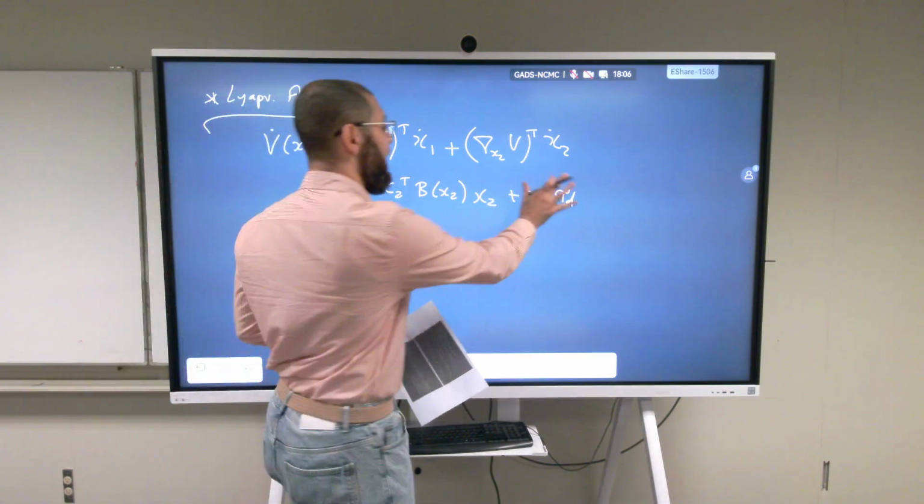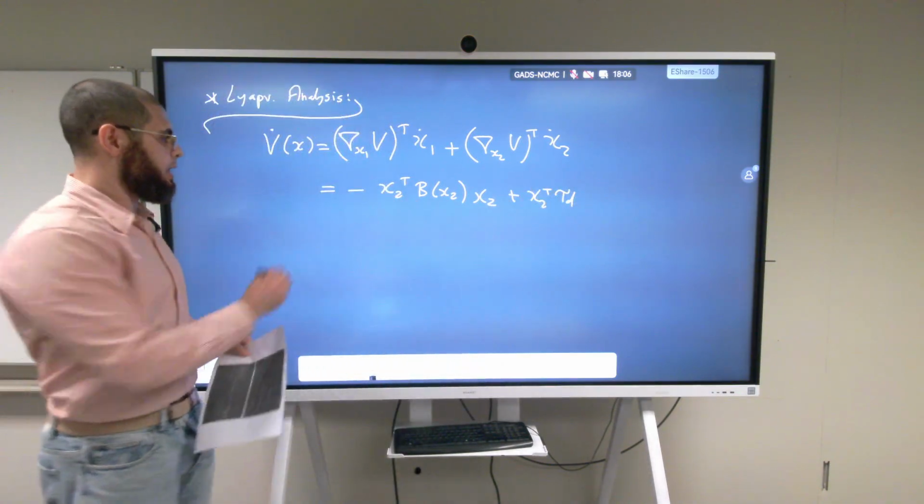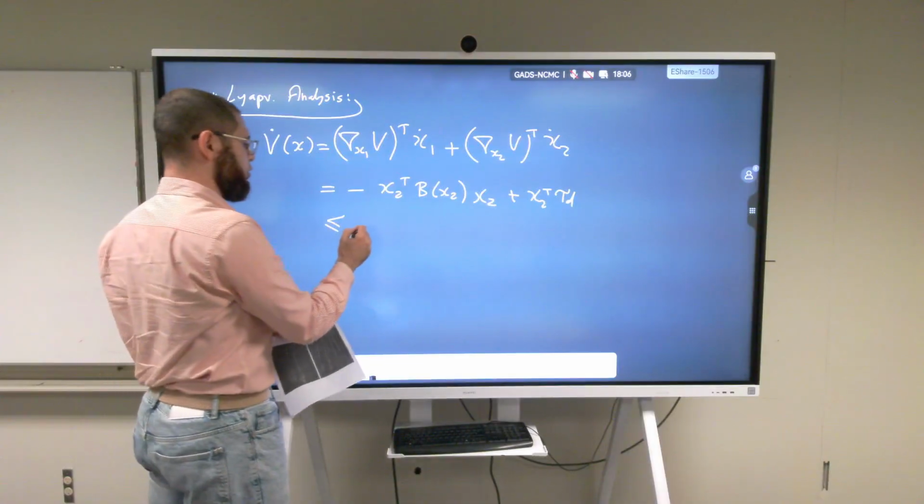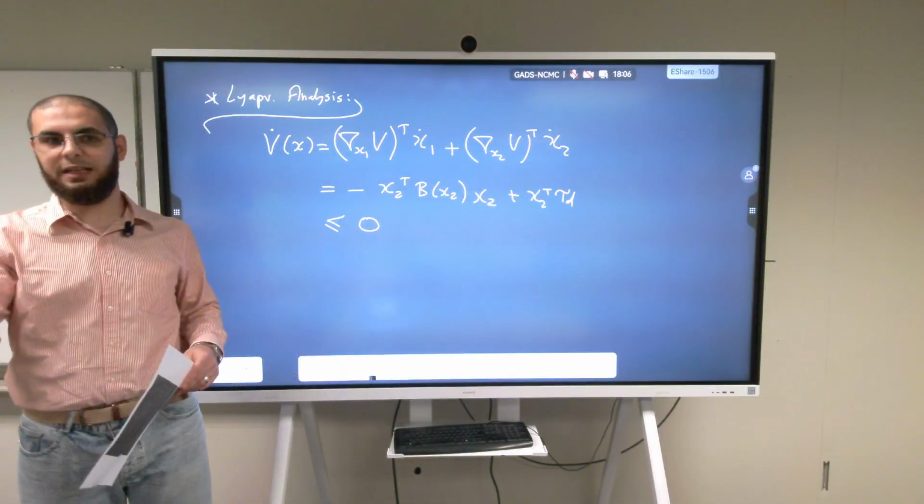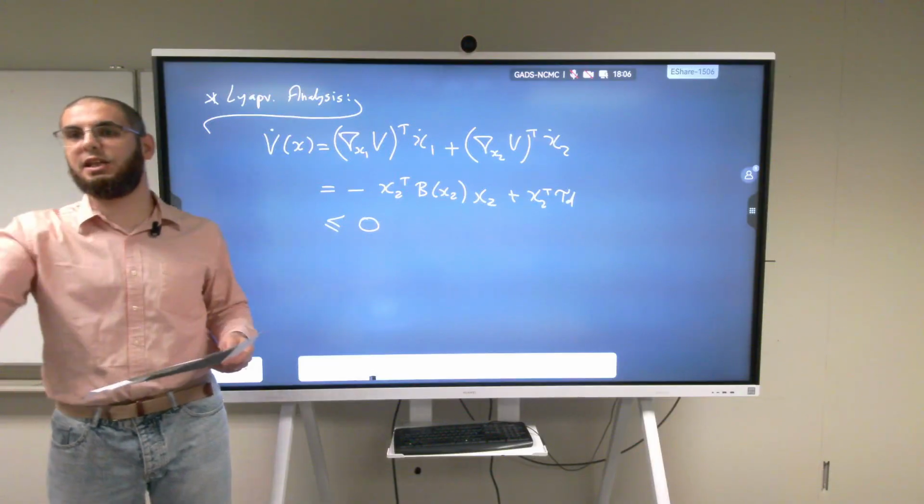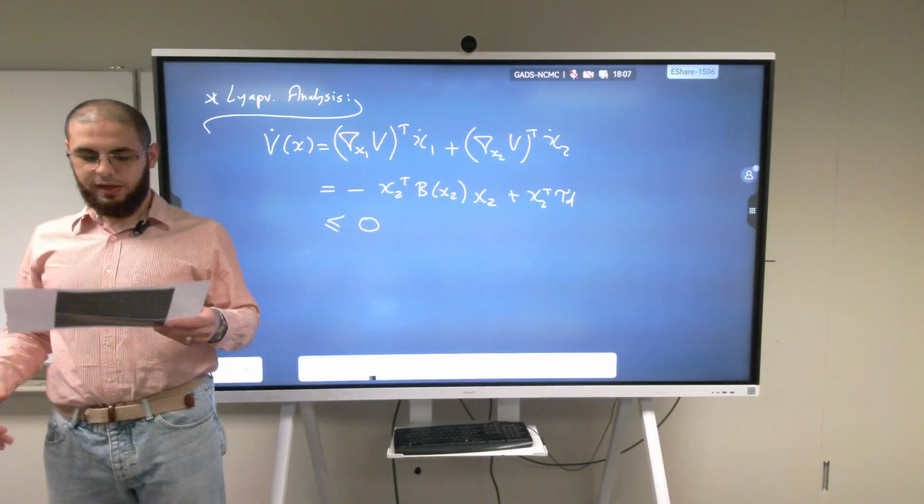So actually, assume that tau d is equal to 0. Then you can actually show that this is less than or equal to 0. It's negative semi-definite alone. How do I show it's negative definite? How do I show that actually it's asymptotically stable? LaSalle's invariance principle.